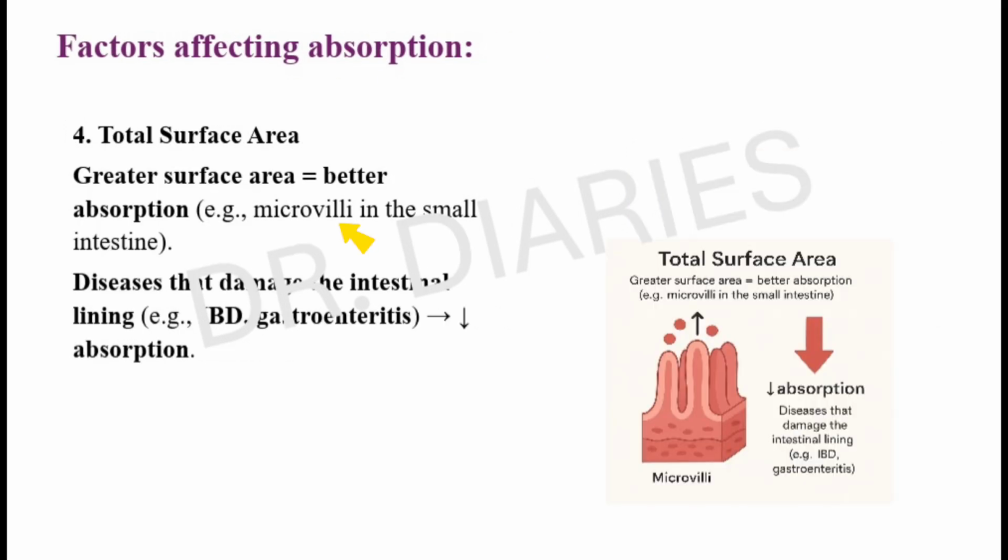4. Surface area of the absorption site. The total area over which the drug can be absorbed. The larger the surface area, there will be more space for absorption. The small intestine has a very large surface area due to villi and microvilli, making it the primary site for most oral drug absorption. How it affects absorption. More surface area has better absorption. Reduced surface area, e.g., in inflammatory bowel disease, celiac disease, gastroenteritis, has poor absorption.